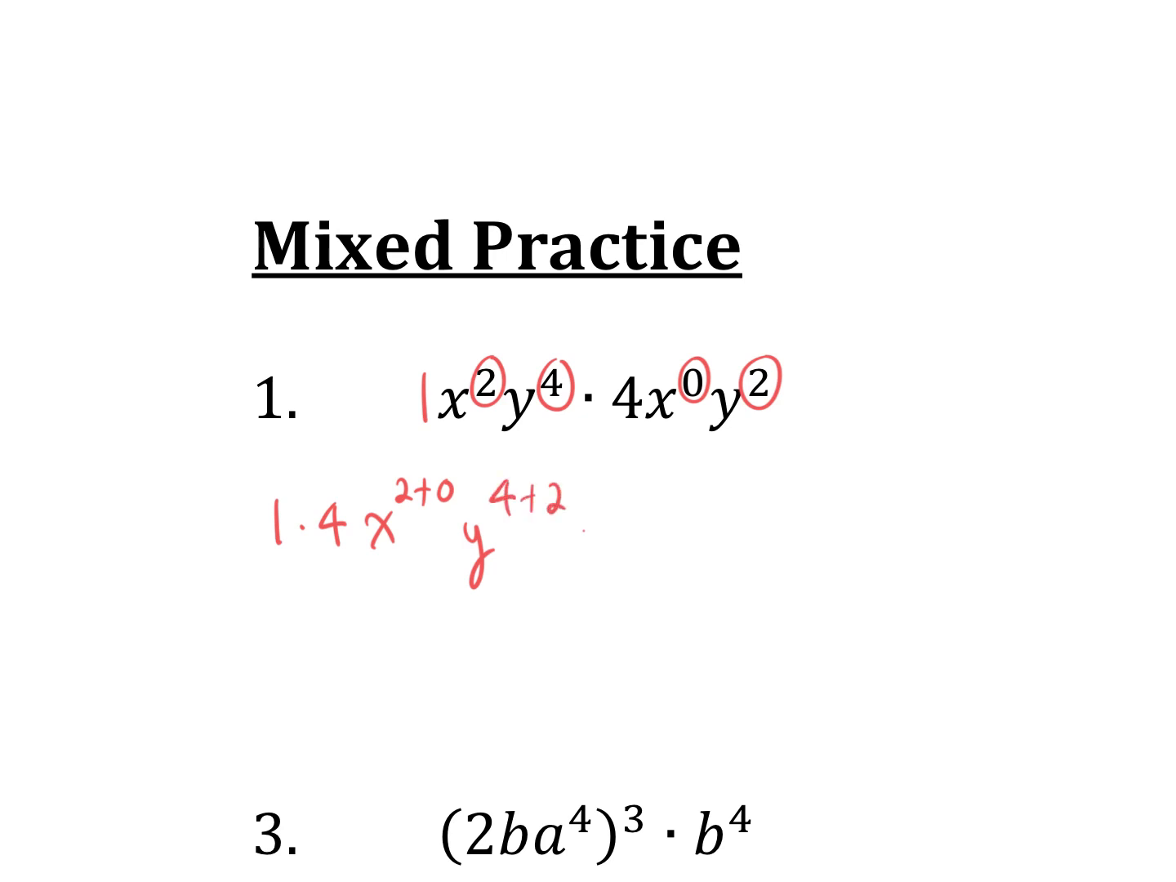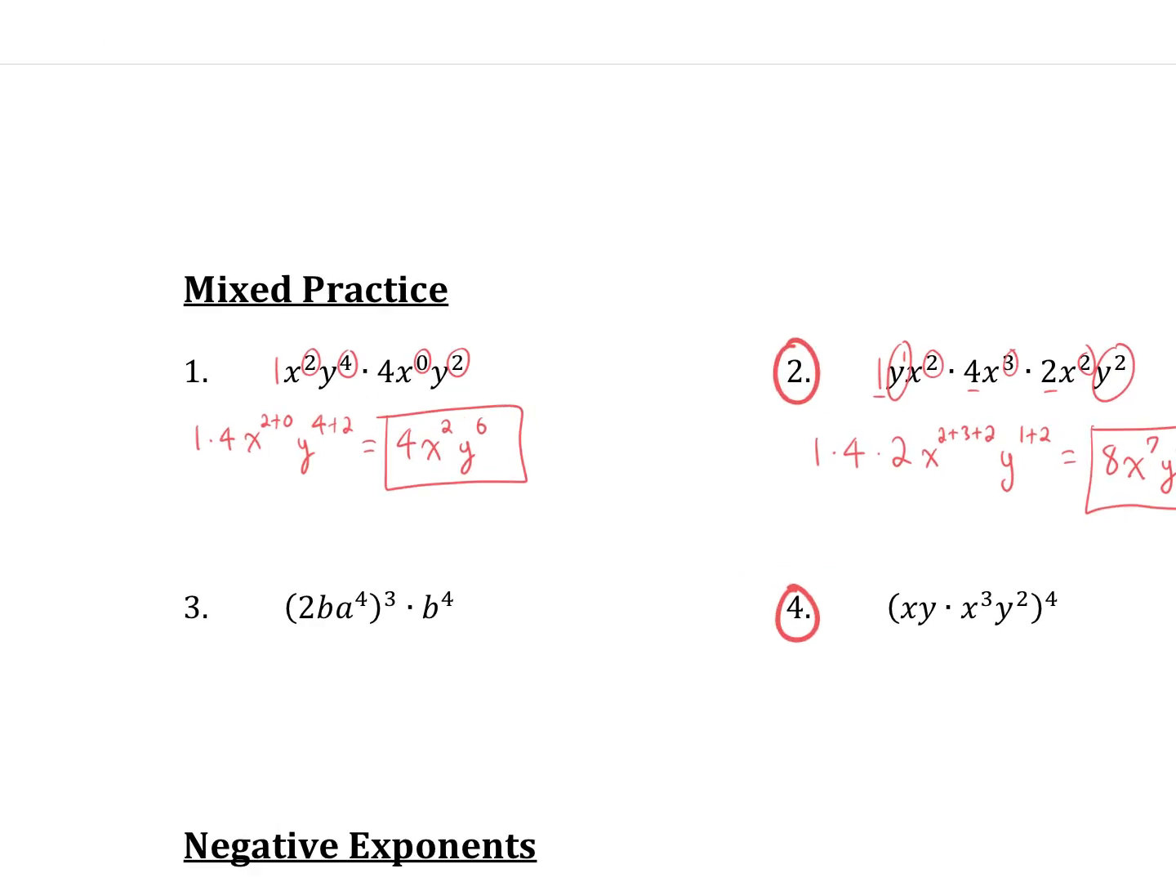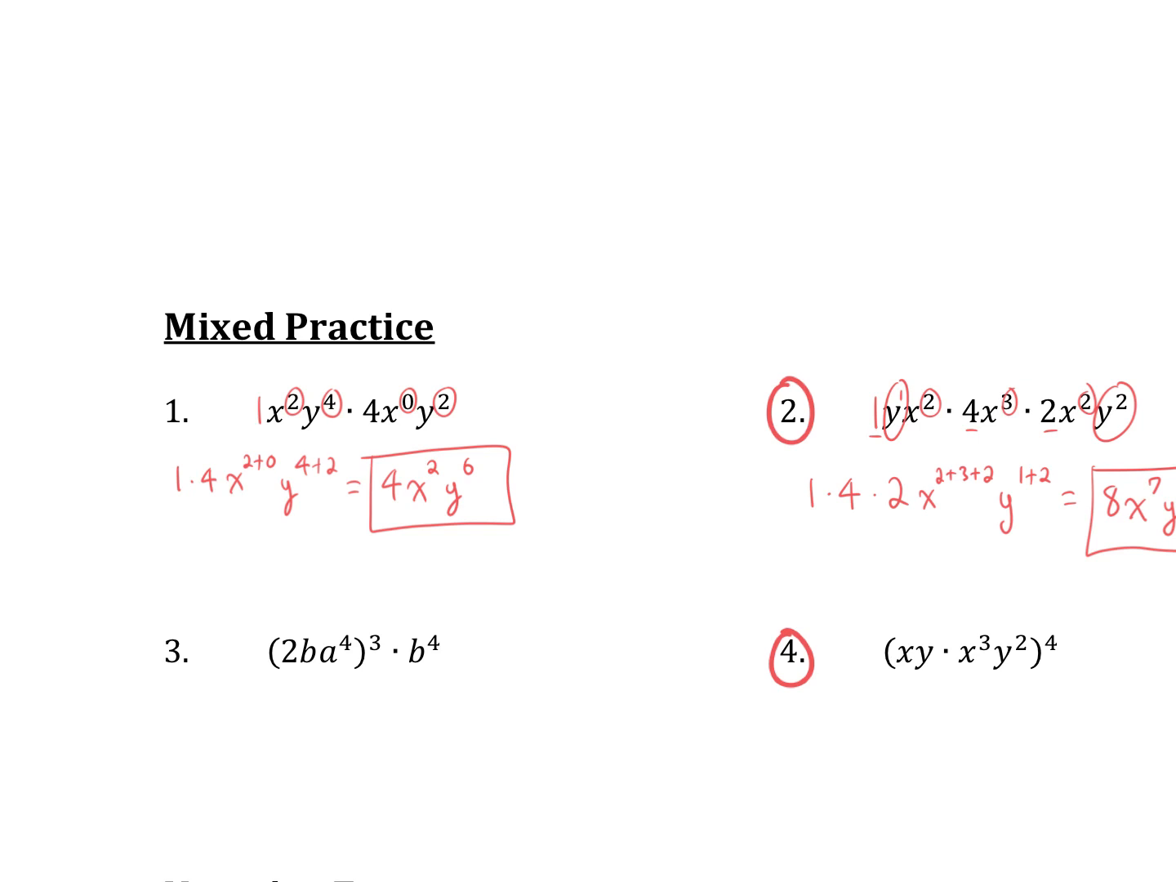Okay, kind of breaks it down nicely so we know what we have. 1 times 4 is going to be 4. We have x, 2 plus 0 is 2. And 4 plus 2 is going to be 6. So we have 4x to the second, y to the 6. All right, sounds good. Cool, let's do number 4 now.